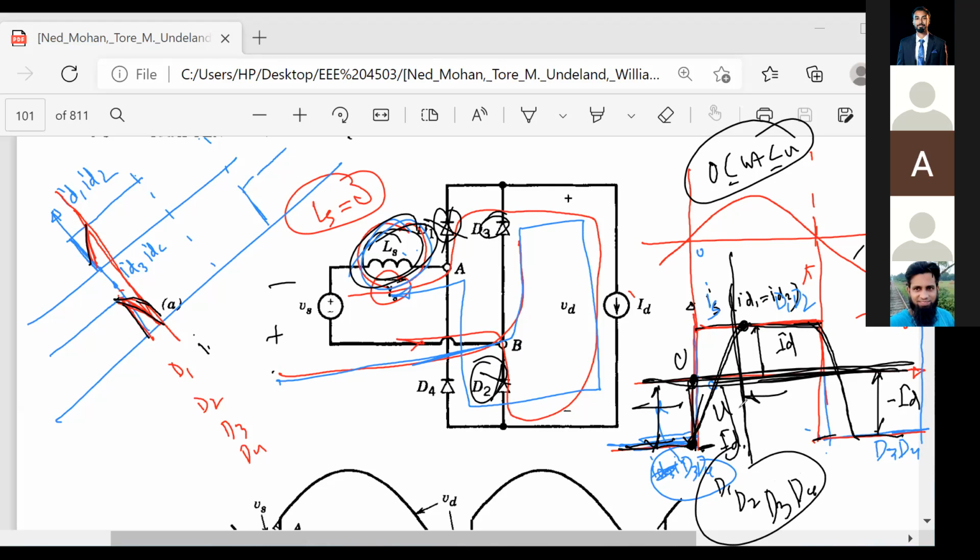Okay, now. If so, then during the commutation, we want to find out again the average output voltage. What will be the output voltage? If there is no LS, the output voltage will be like your full wave rectifier. Am I correct or not? Yes, sir. Okay, so what will be the average value?